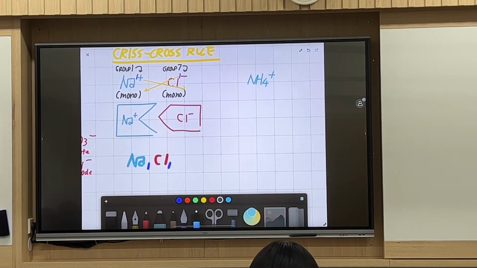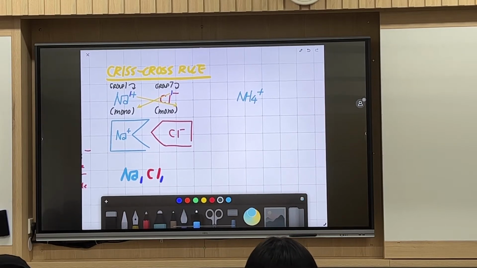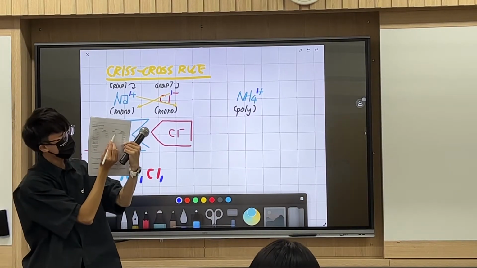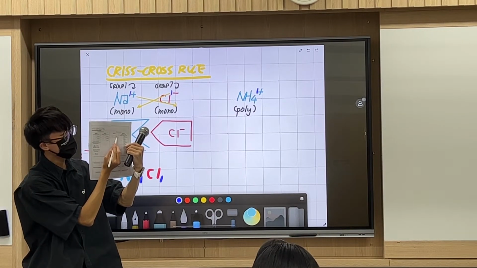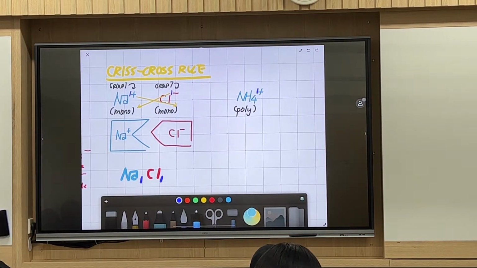But the ammonium ion, you cannot find its group number on the periodic table because it's not a single atom. And as such, you need to memorize the charge. NH4 1 plus. There's only one polyatomic ion that is positive with a 1 plus charge. Now, can you tell me what does phosphide mean? Which element is phosphide from? PO4 3 minus. Oh, that's phosphate.